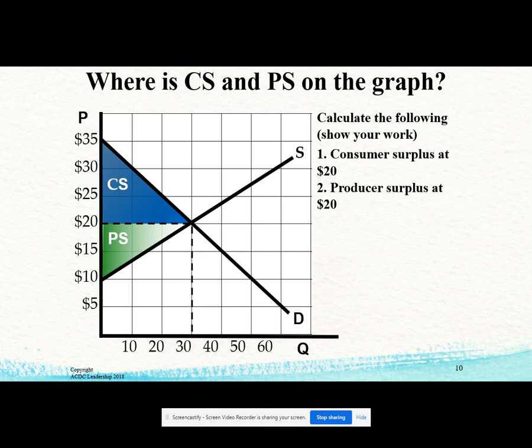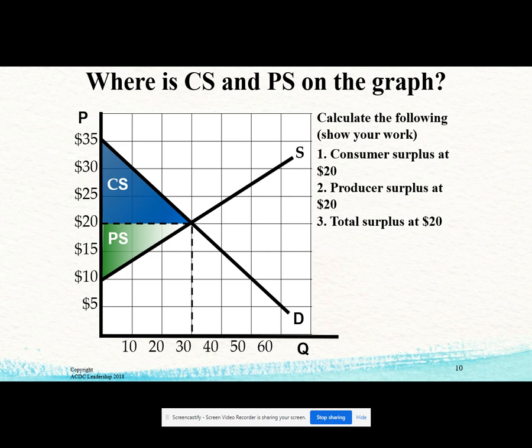So $225 is the consumer surplus. That's what that represents. For the producer surplus, once again, area of a triangle. My base, let's say it's this. What's half of 30? 15 times 10, which is 150. So the producer surplus would be 150.